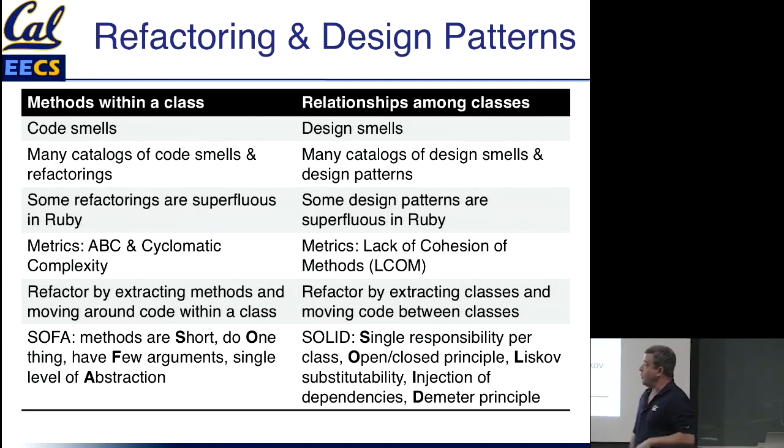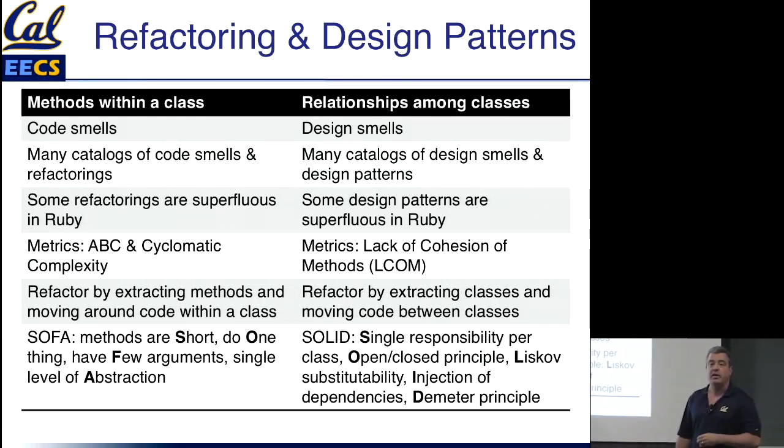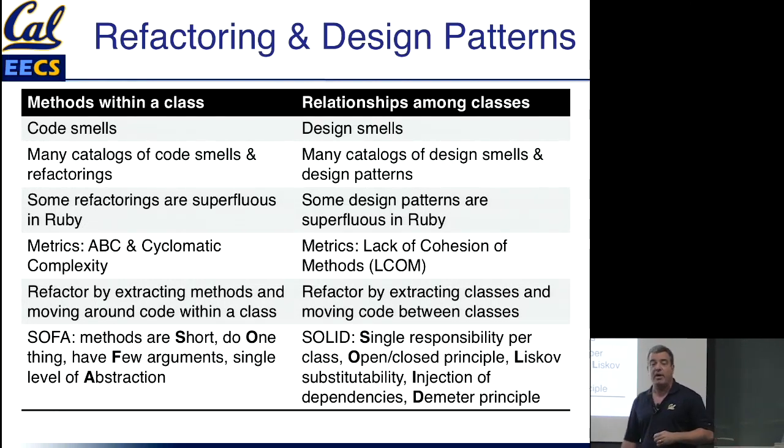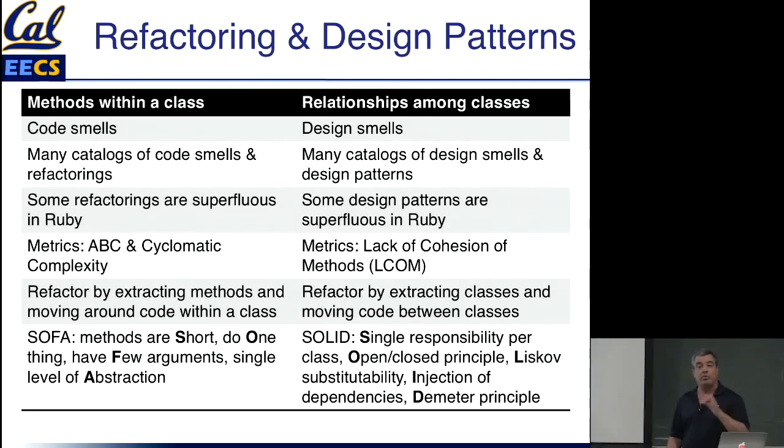There are metrics. We talked about assignment branch condition and cyclomatic complexity for measuring functions. We're going to talk about a couple of metrics, including LCOM, lack of cohesion of methods, that are a quantitative tip-off to one of the solid principles being violated. In both cases, there are refactorings that can help fix the structure of the code. We looked at some simple refactorings at the level of a function on Tuesday. So we looked at extracting methods, moving around code within a class. Now we're going to look at refactorings that maybe extract an entire class, or that move code from one class to another to fix some of the problems.